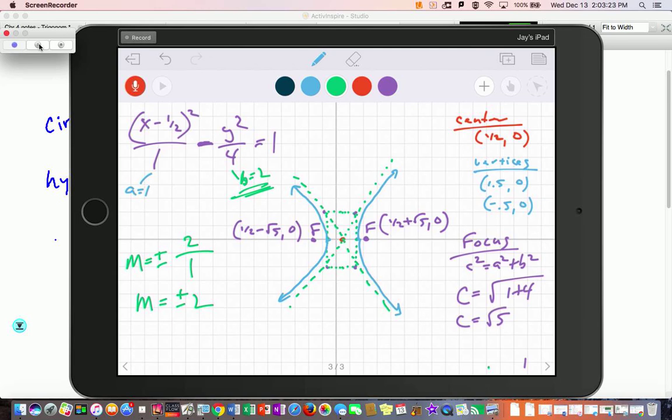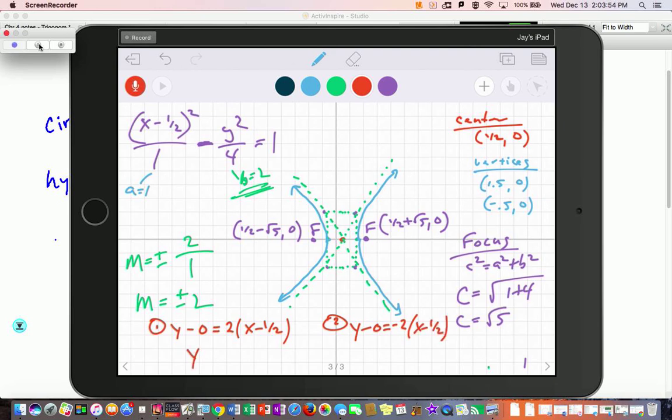And if you have to find the equation of the asymptotes, the equations of the asymptotes would simply use the center. And so one equation would be y minus 0 is equal to positive 2 times x minus 1/2. And the second equation then would be y minus 0 equals negative 2 times x minus 1/2.